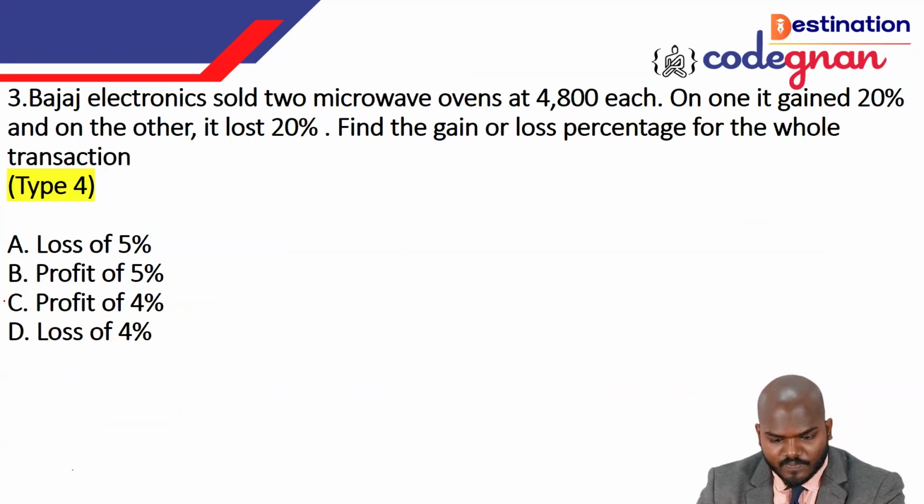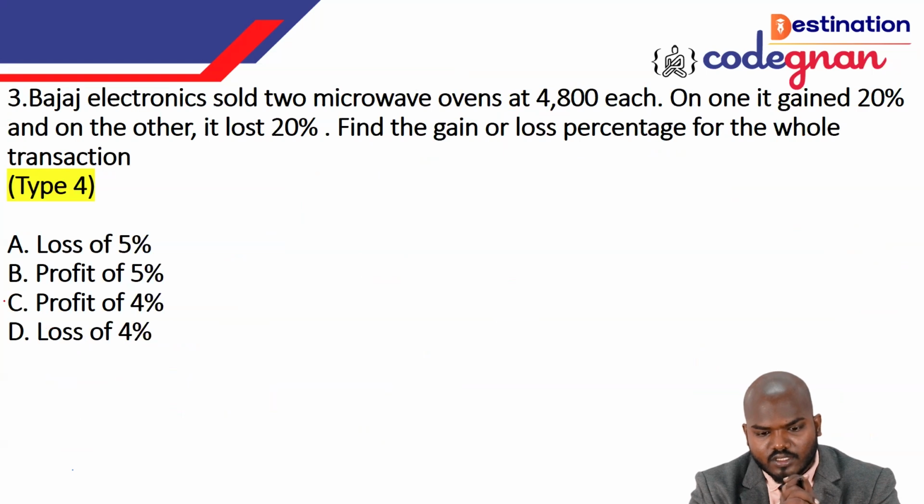In this question, Bajaj Electronics is selling 2 microwave ovens each for 4,800. One is sold at a gain of 20% and another at a loss of 20%. You are just going to use the same method here, but it is different. Check what is the difference between the previous question and this one.